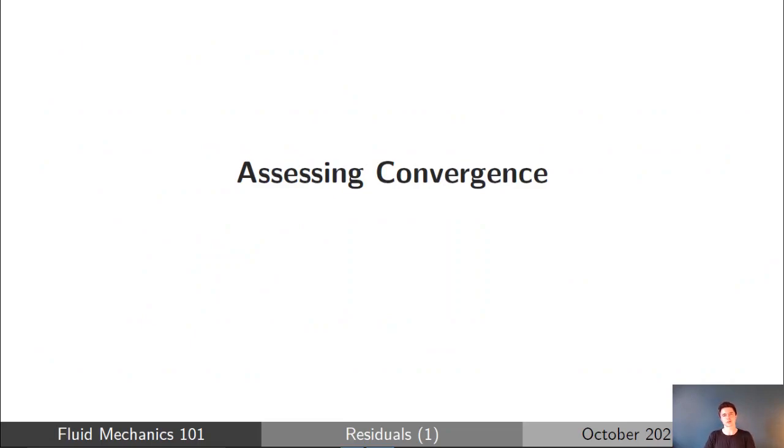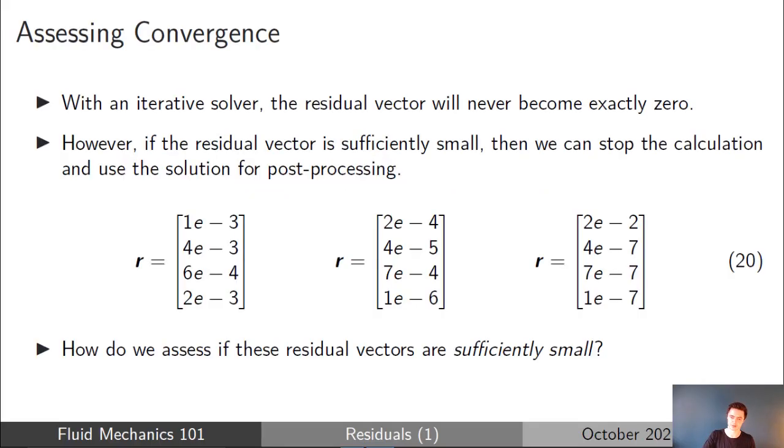Now, the next question is assessing convergence, and how do we do that? Because so far we've got a little grasp that before we reach convergence, we've got this additional energy imbalance in each cell, which is represented by the residual vector. But how do we know and how do we assess when we've actually achieved convergence?